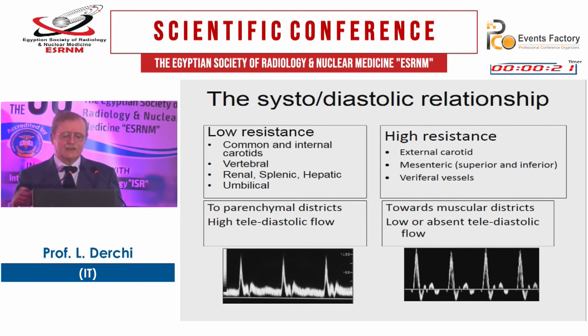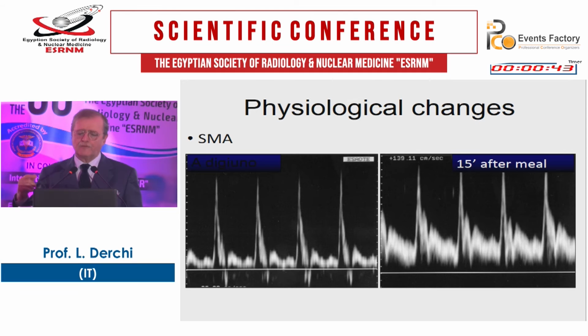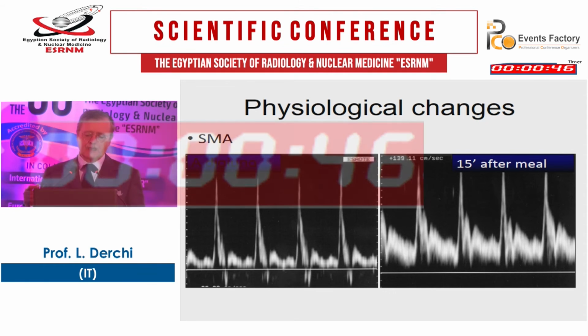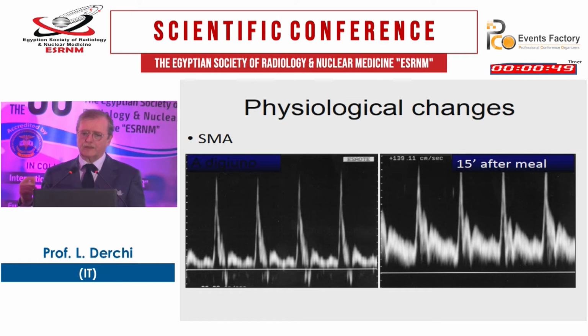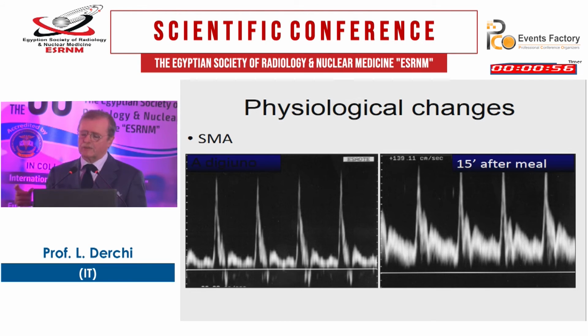Okay. There is a different systo-diastolic relationship among different vessels because there are vessels with low resistance, usually those which go to parenchyma, to parenchymal districts, and high resistance, those which go towards muscular districts, which will show low or absent telediastolic flow. And there will be physiological changes. This on the left is the superior mesenteric artery at fasting, and 15 minutes after a meal is seen on the right-hand side. You see how different the systo-diastolic relationship is.